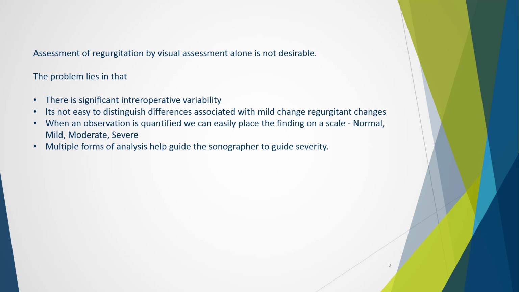When an observation is quantified, we can easily place the findings on a scale. We have definitive borders of what mild, moderate, and severe are. And multiple forms of analysis help guide the sonographer to actually assess the severity and accurately determine it. So we steer away from sole qualitative analysis and turn to quantitative analysis to effectively assess valve lesions, whether they be stenotic or regurgitating.